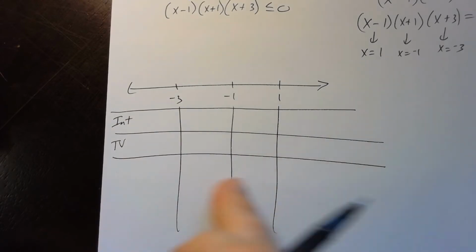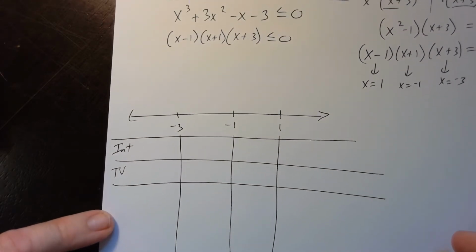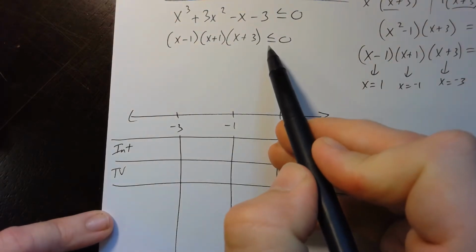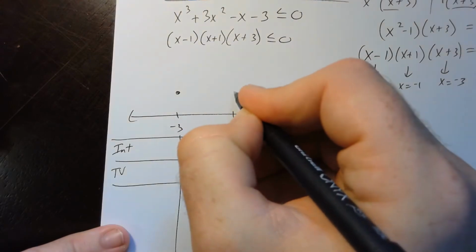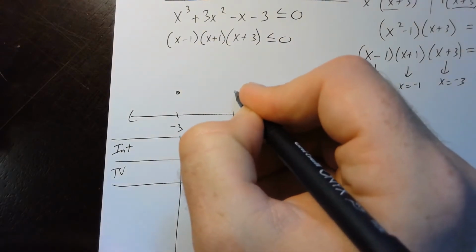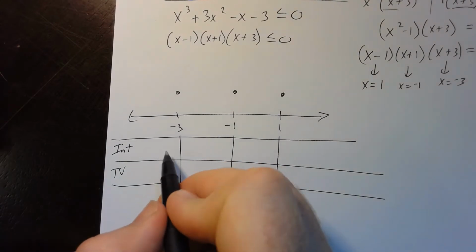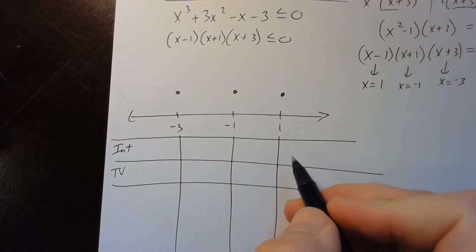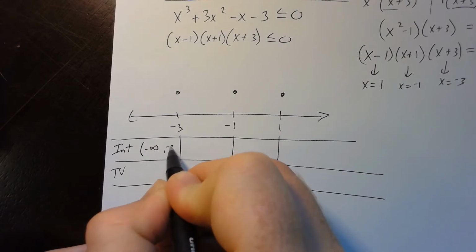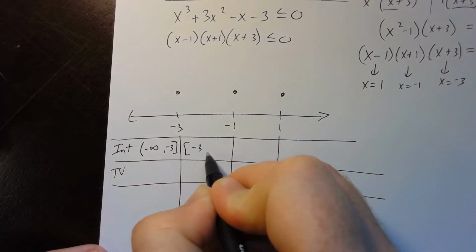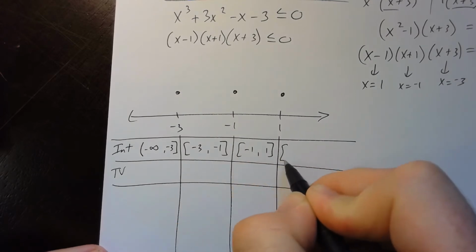And then after my test values, everything down here is going to be my scrap work to verify my check. Don't forget for this one here, because of the equal sign, and this is a polynomial, all of those values, anything that might be a solution, should have a bracket or a solid circle, and therefore in the intervals they should all have brackets on them. So in this case, I'm going to go from negative infinity to negative 3, bracket, from negative 3 to negative 1, bracket, from negative 1 to 1, bracket, and then from 1 to infinity.